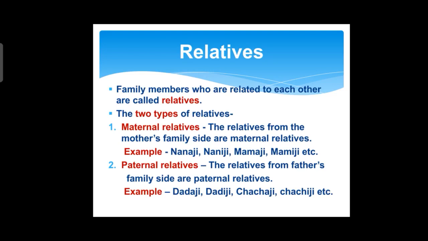Now, paternal relatives. The relatives from the father's family side, for example, Dada ji, Dadi ji, Chacha ji, Chachi ji. You can call them Dada ji as paternal grandfather, Dadi ji as paternal grandmother, Chacha ji as paternal uncle, Chachi ji as paternal aunt, and Bua as paternal aunt.